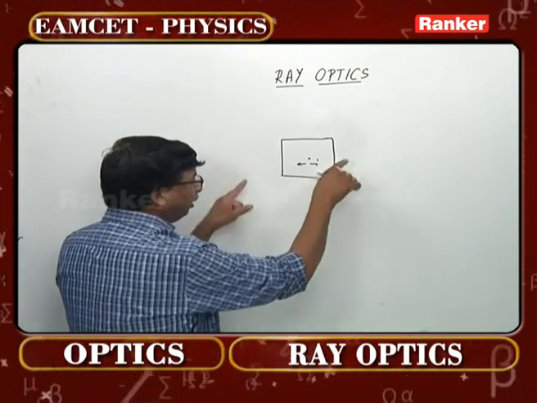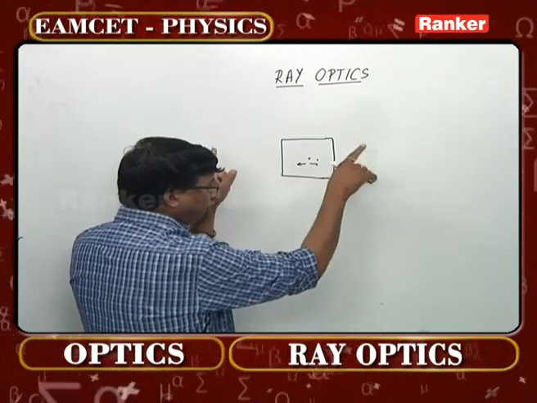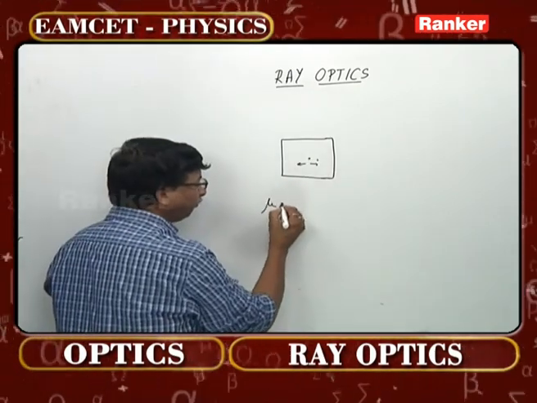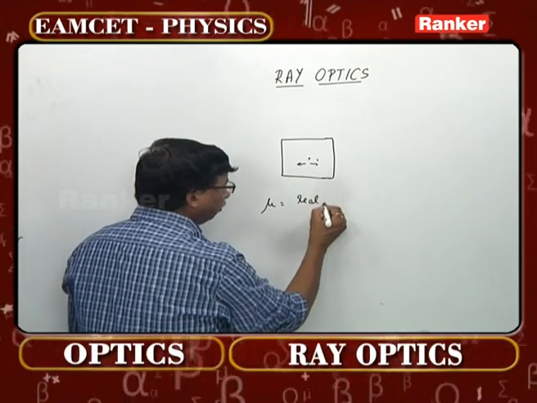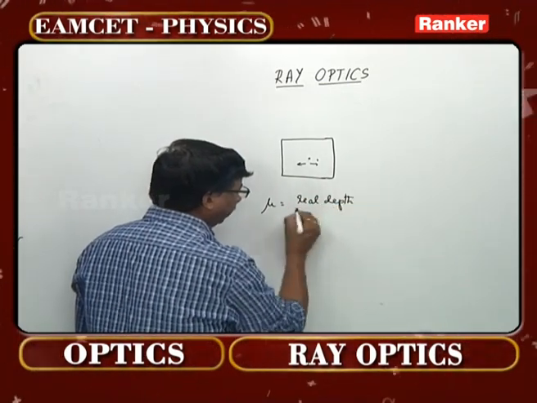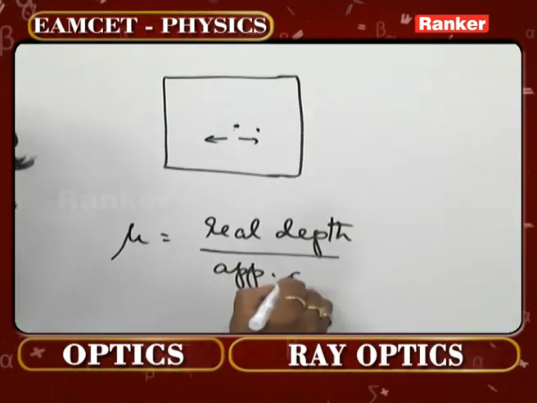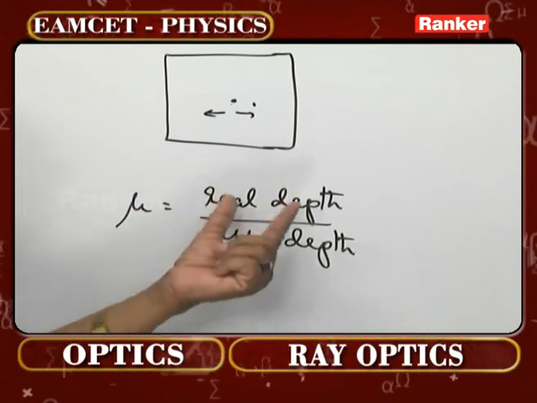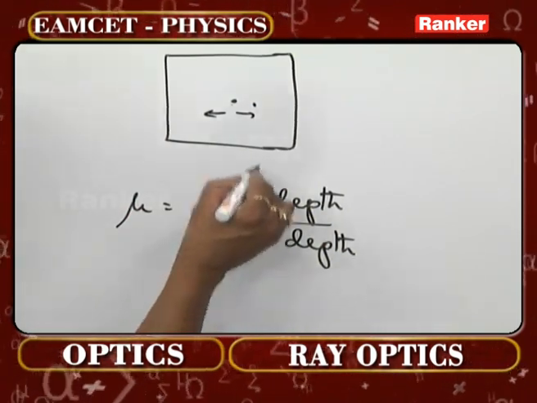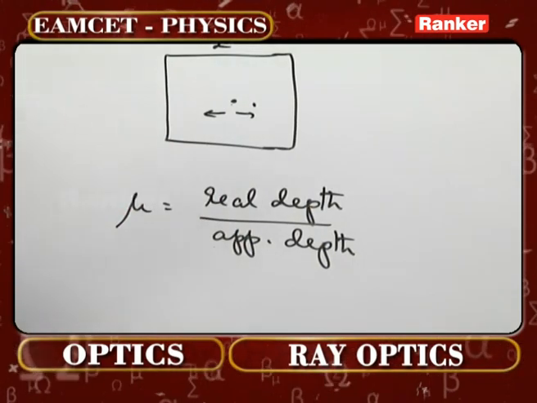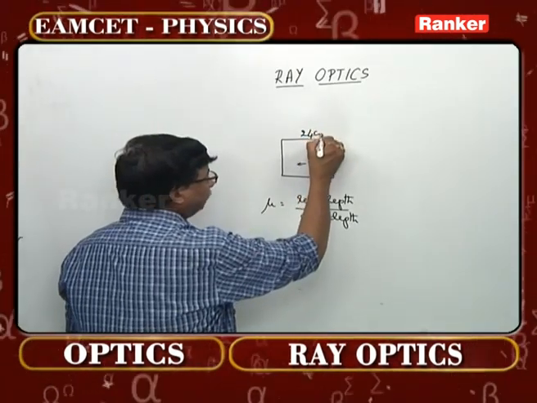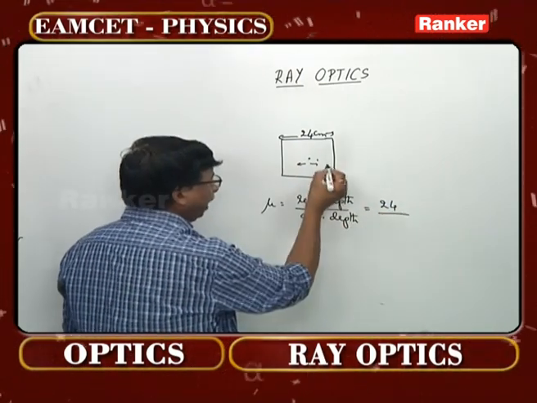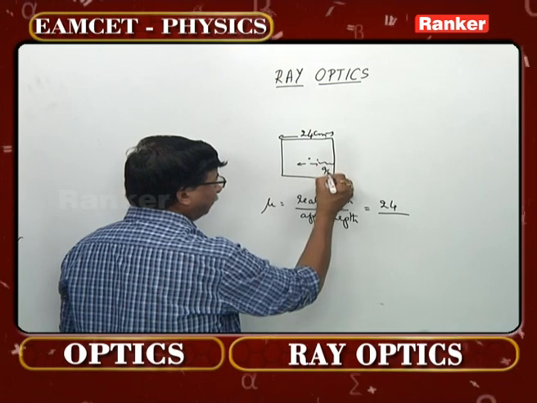So what is the formula? Where are we looking from once again? From rarer medium we are looking into denser medium. Then what will be the formula? Mu is equal to real depth divided by apparent depth. This is actually the formula one should remember. I have already told you in the beginning itself. So, real depth by apparent depth in this case. What is this real depth? It is nothing other than the total side length of the cube. This is 24 centimeter. That is real depth. By apparent depth from one end is given 9 centimeter.